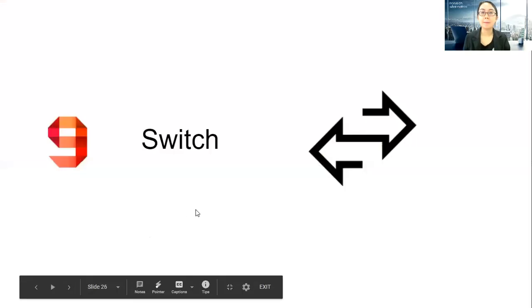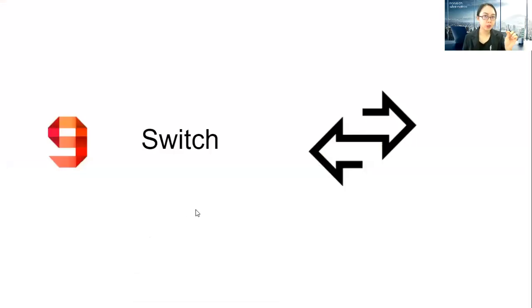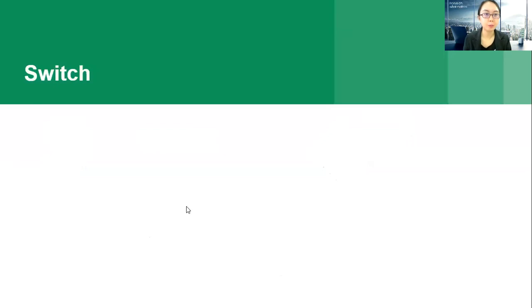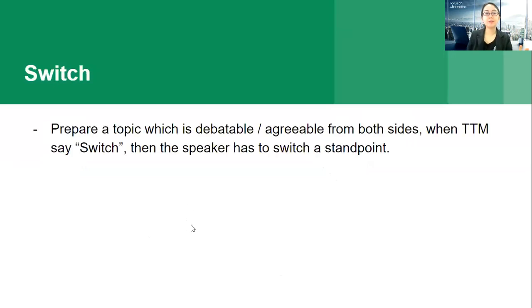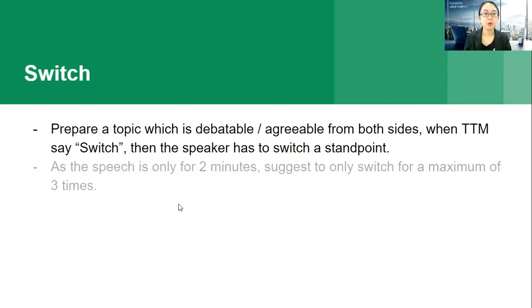And the ninth idea is actually called the switch. Switch is basically a very creative idea which will make the speaker more challenged. For example, how does this go? If you have a topic which is debatable, later I'll show you some examples. And once the speaker is speaking on this topic, the table topics master will say switch. And when the table topics master or you say switch, then the speaker has to switch standpoint, okay?